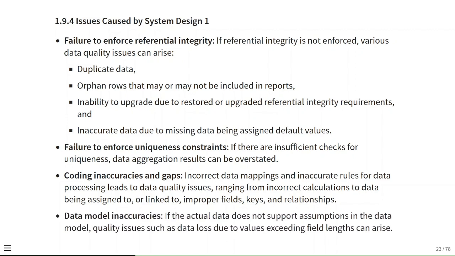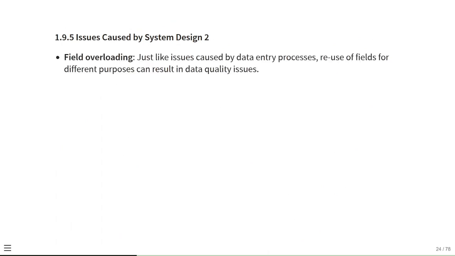Data model inaccuracies. If the actual data does not support assumptions in the data model, quality issues such as data loss due to values exceeding field length can arise. Issues caused by system design, Part 2. Field overloading. Just like issues caused by data entry processes, reuse of fields for different purposes can result in data quality issues.